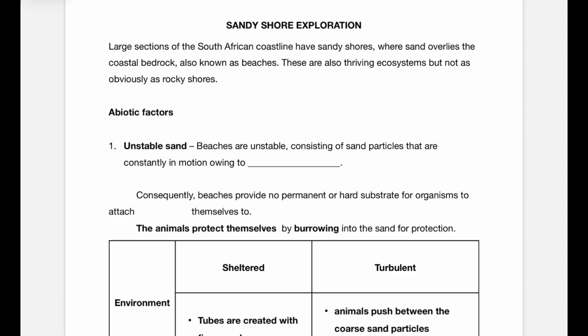For this lesson, you're going to need the Sandy Shore Exploration notes. You have these in your little term 4 pack. I'm just going to go through this with you, and we're going to fill it in together, so you fill it in on your side as we go through the lesson.